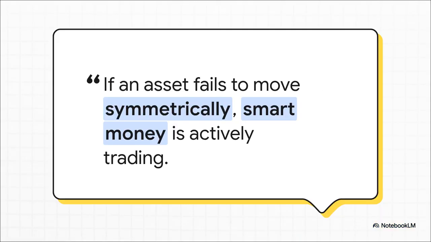And, as ICT himself says, this failure to move symmetrically is our big clue that institutions are making their move. They're either accumulating positions for a huge rally, or they're distributing, unloading their holdings before a big drop. This divergence is the tool we use to see what they're up to.